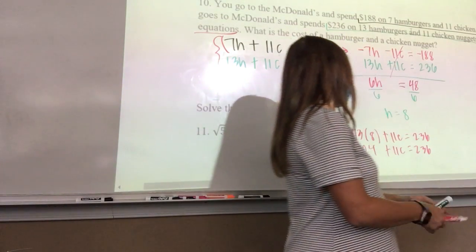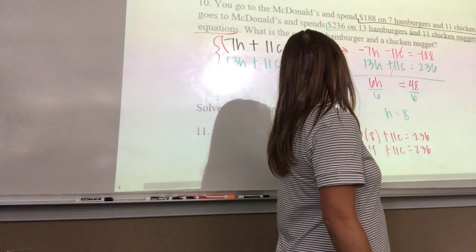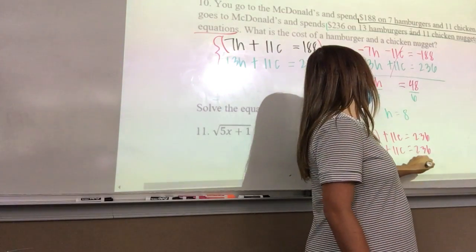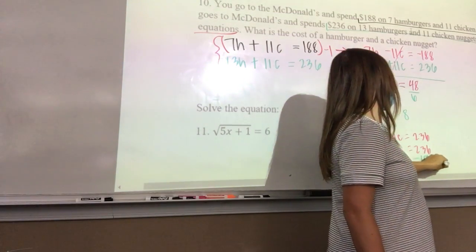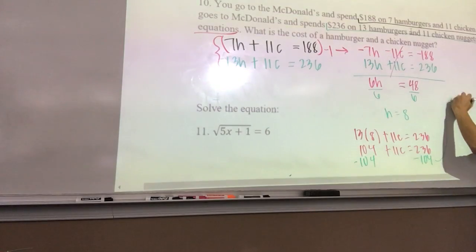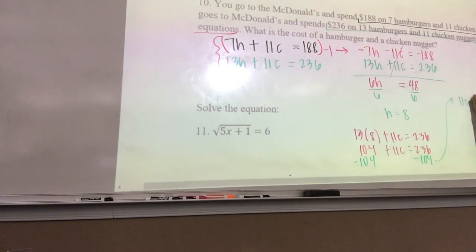And then move the 104. 236 minus 104 is 132. And then divide that by 11 and you're done. 12. And chicken nuggets cost $12, so that makes sense.